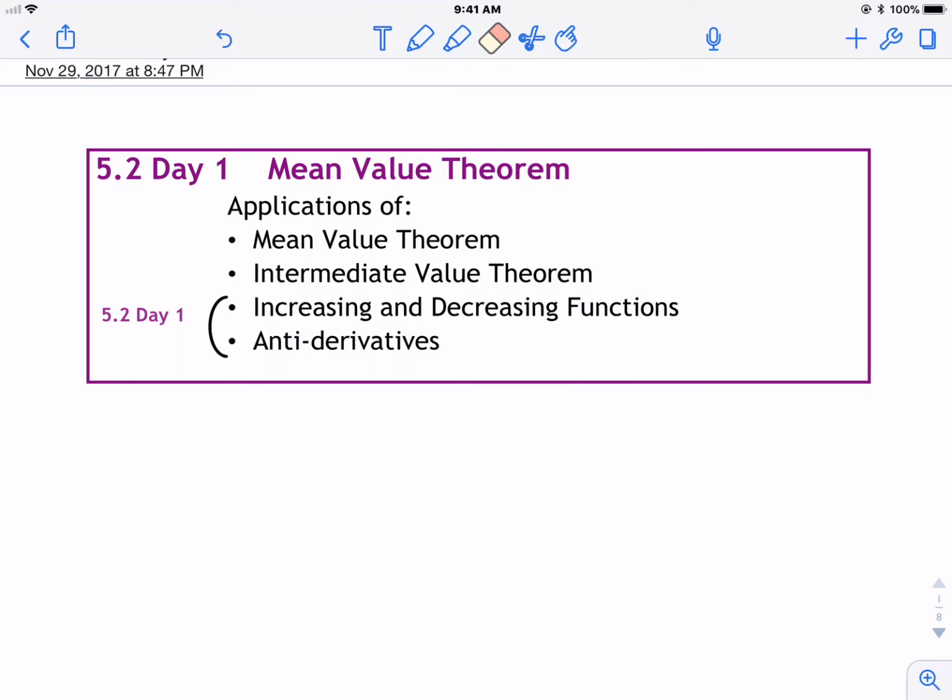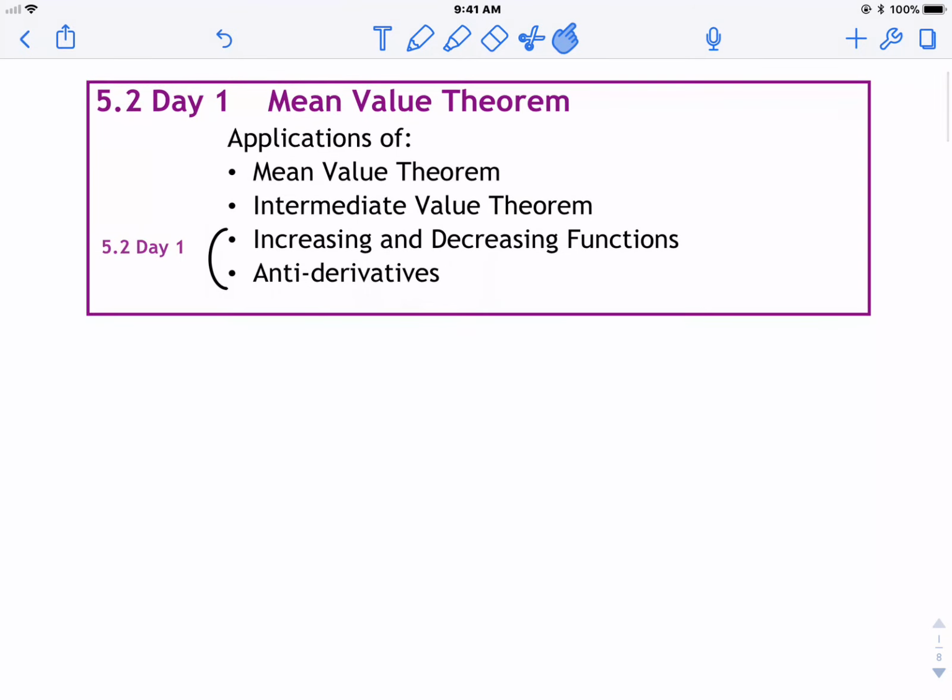This is a lesson video for 5.2 Day 1. 5.2 is going to have some things about mean value theorem that we will get to in the coming days. But today, the two topics are increasing and decreasing functions, which will be easy given the things we've been working on with extrema, and then antiderivatives, which will be a concept we can do derivatives in reverse with.